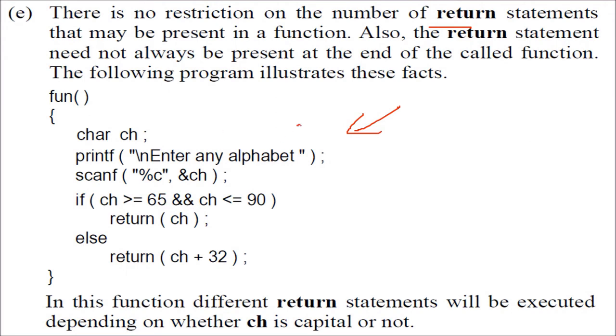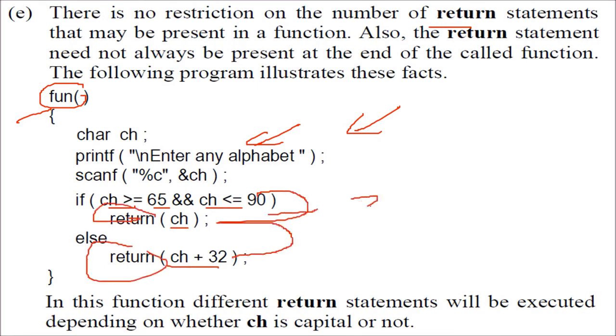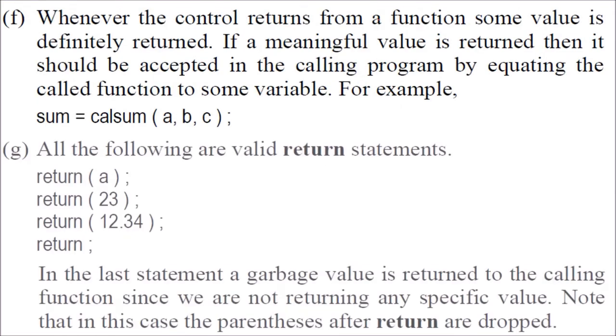For example, there is a function fun where you enter an alphabet. When this character is greater than or equal to 65 and less than or equal to 90, we return ch, otherwise we return ch plus 32. So either this condition will be true or that condition will be true. So only one return is going to be executed, though we have two returns here. Whenever control returns from the function, some value is definitely returned if you have a return value. It can be nothing or it can be some value given after the return. Okay, and these are all the return statements.